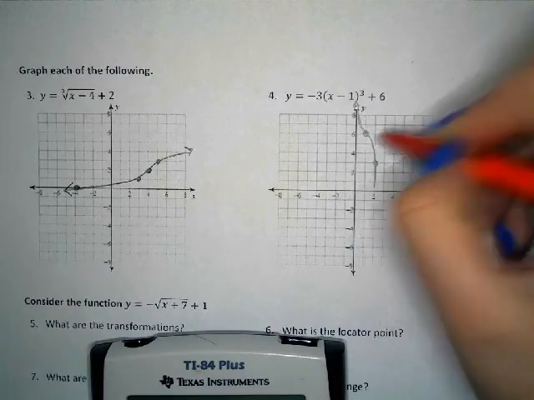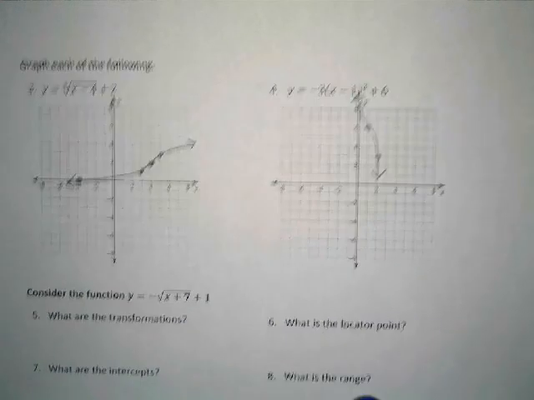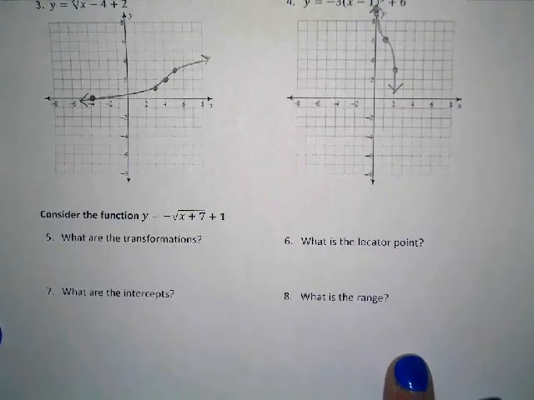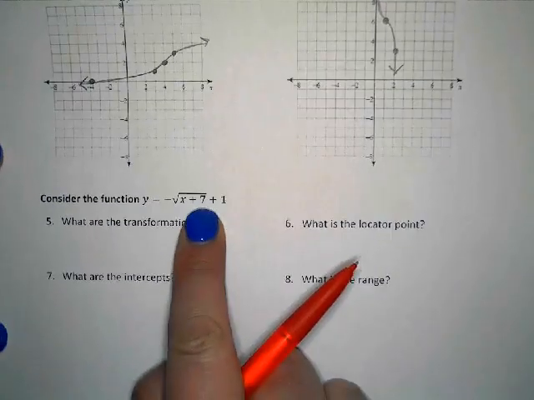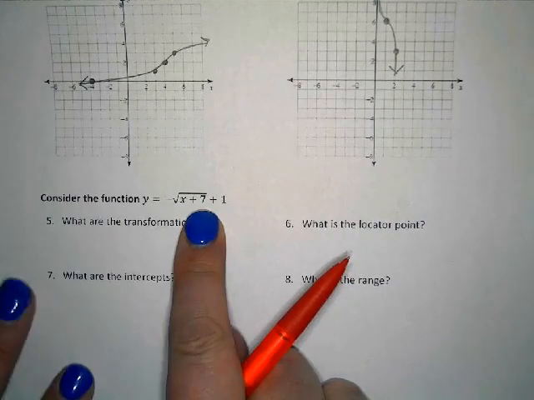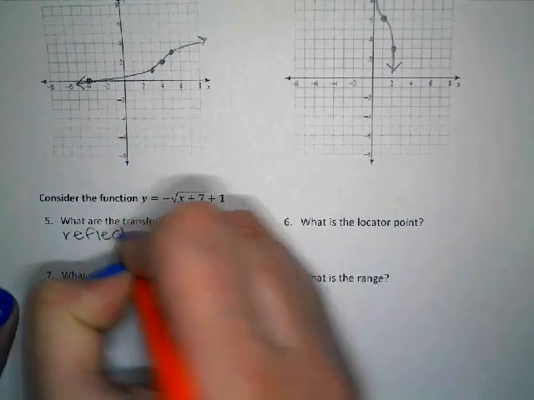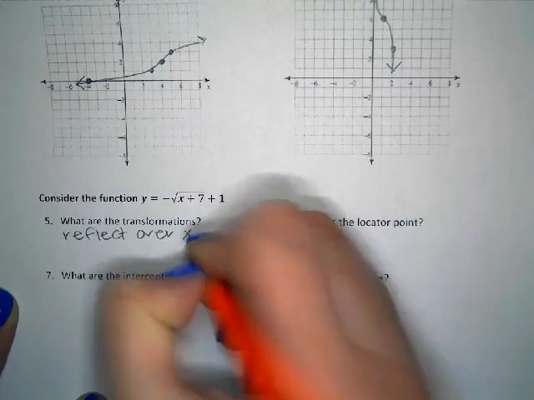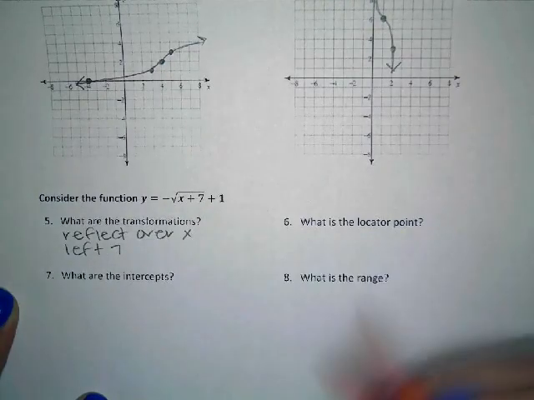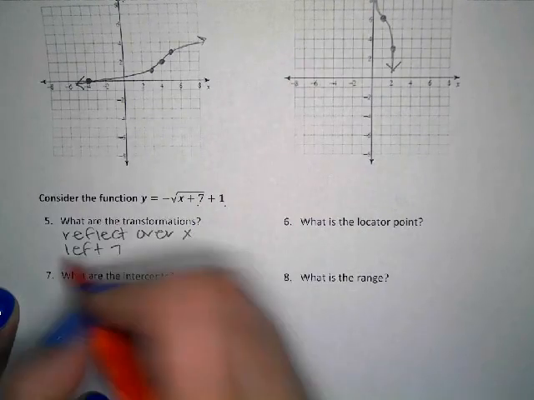When you ask for the intercepts, do you want the x-intercept or the y-intercept? Yeah, if it just says intercepts and it doesn't tell you which one specifically, then you have to find both. Yeah, that's a good question. Okay, what are the transformations down here? Okay, we're going to reflect over x. You're close. Left 7. It's always opposite. Yeah. Left 7 and up 1.